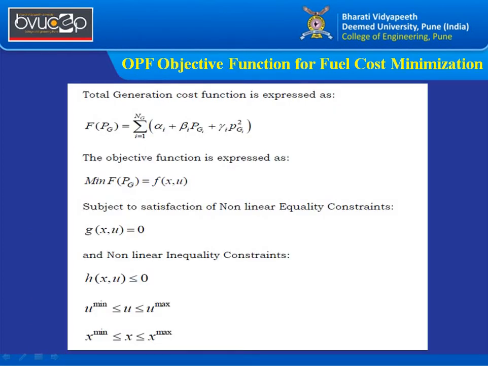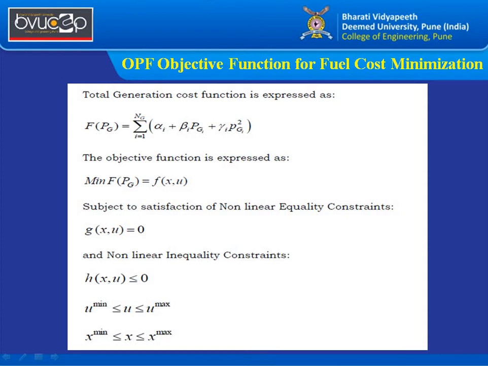Here we are going to focus on the objective function and the equations, the problem or the solution for those equations, for fuel cost minimization and the power losses minimization. As I have discussed, in this lecture we are going to focus only on the minimization factors.